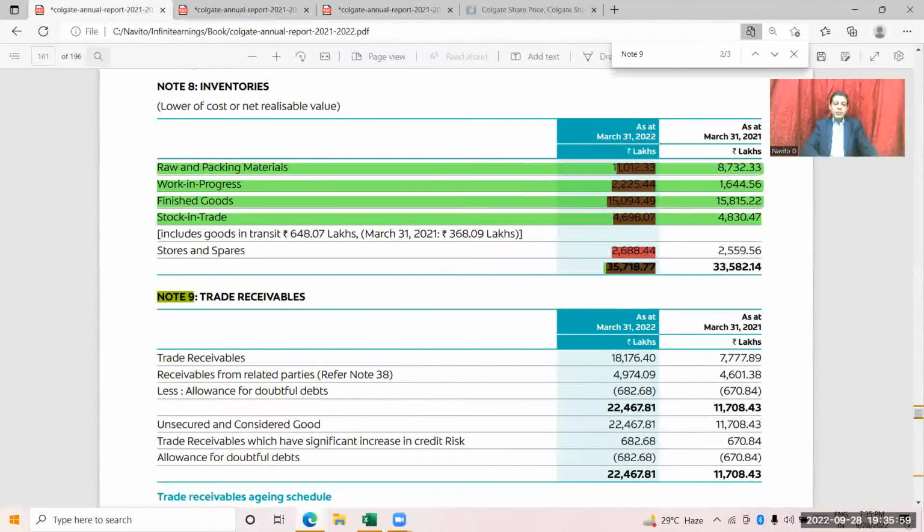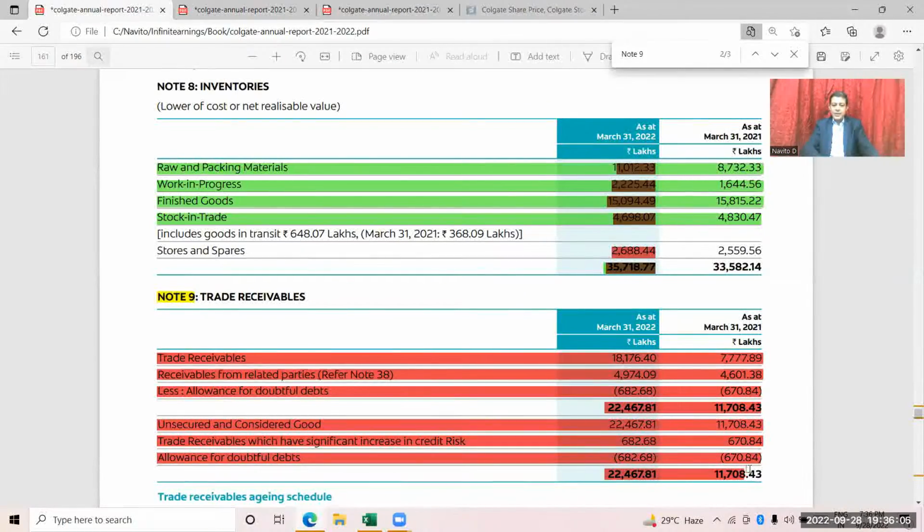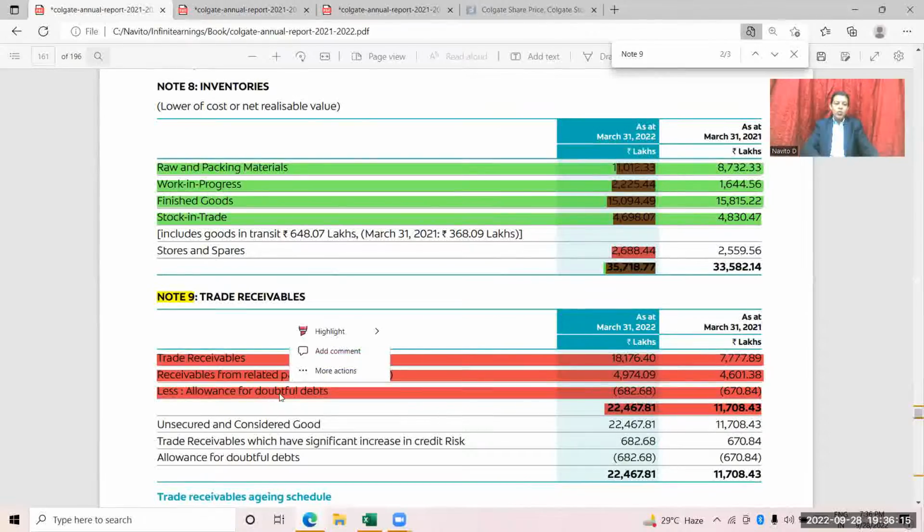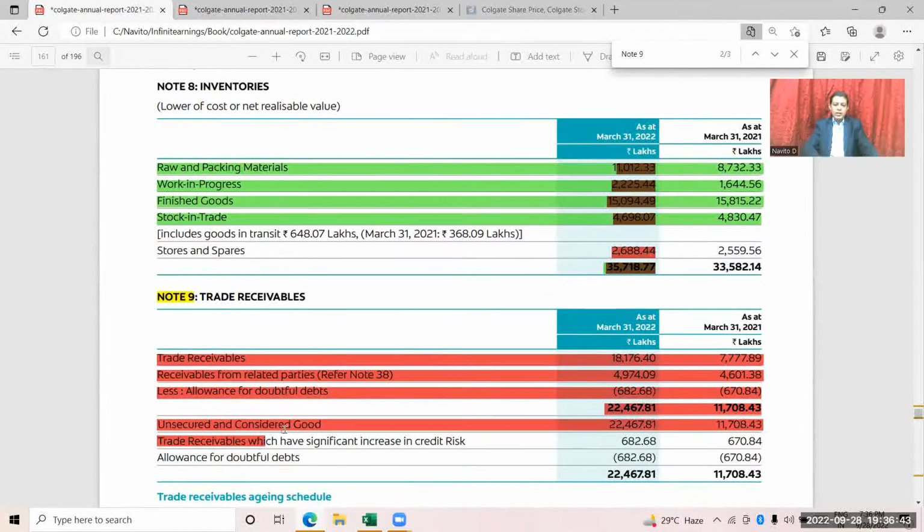So note 9 gives us the detailed breakdown of the trade receivables. We have all these items here. It has two parts of breakdown. The first is the trade receivables and how much receivables and how much it is doubtful to receive. As you see here, there is less allowance for doubtful debts. So these are the debts probably it may not recover from its retailers. After adjusting all these bad debts as well, this is the amount it has arrived to, 467.81.